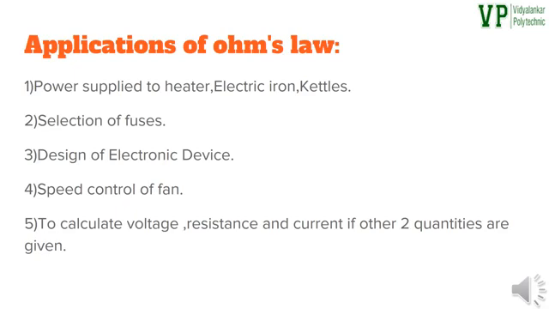Speed control of a fan is a good example of Ohm's law. If you want more speed, you will have to give more voltage, in terms of more current. If you want less speed, then you will have to give less voltage, in terms of less current. Also, to calculate voltage, resistance or current, if the other two quantities are given, Ohm's law can be used.